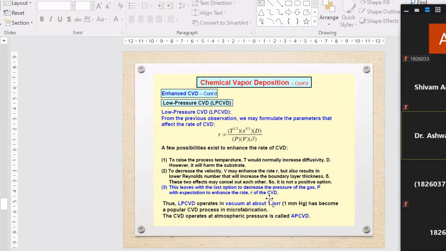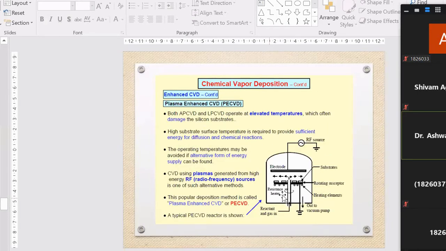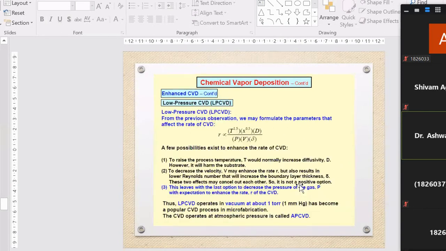Here you can see this is the reactor. In this method, that is the low pressure chemical vapor deposition method, we are able to calculate the rate using this formula. Basically there are a few possibilities to enhance the rate of the CVD. Why do we go to low pressure CVD from atmospheric? It is to increase the rate of the deposition.